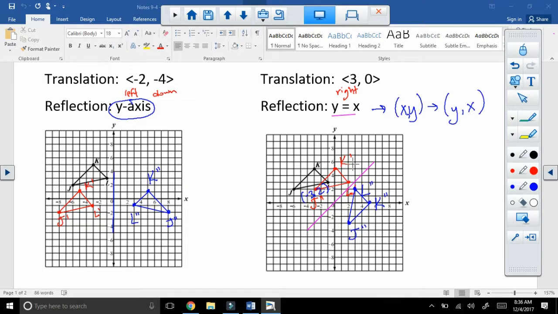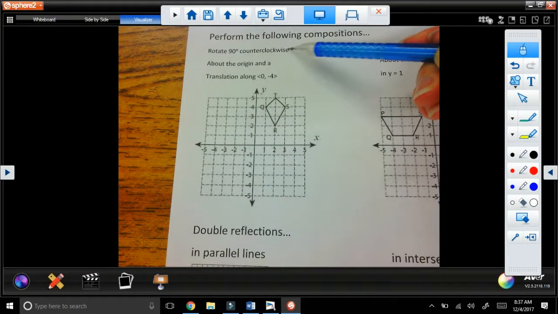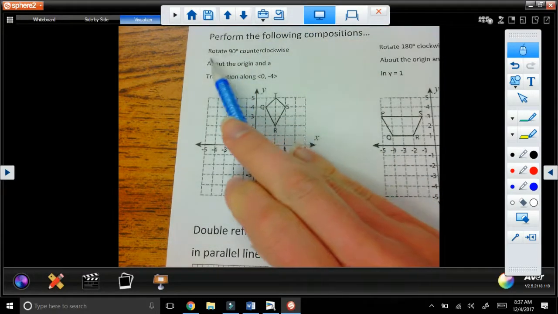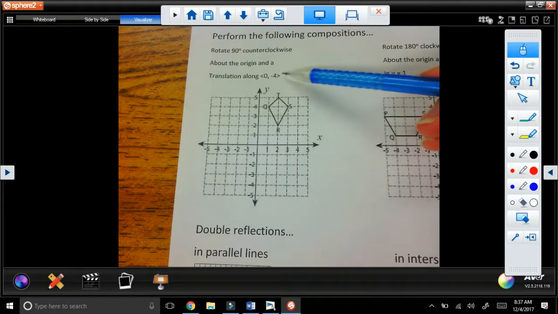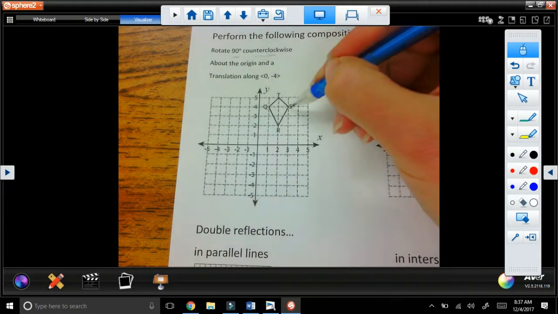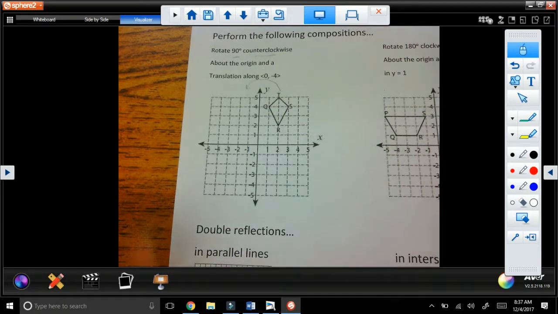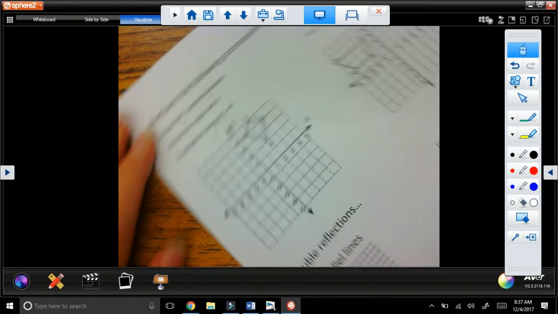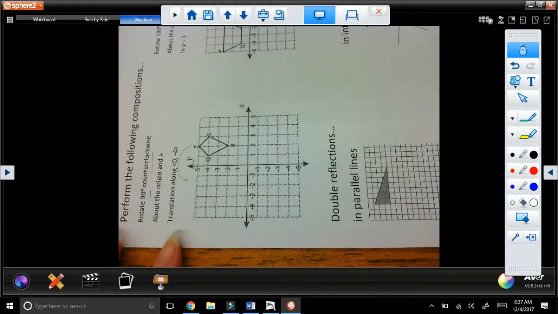So this would be the composition for that. So for this first one here, not a glide reflection anymore. What I want to do is first rotate and then translate. There's no special names for any of these. It'll just tell you what to do. So this first one I'm rotating 90 degrees counterclockwise. So that's going to take this from the first quadrant and kind of move it over here to the second one. When I take that and rotate, I will jot down where these coordinates are.